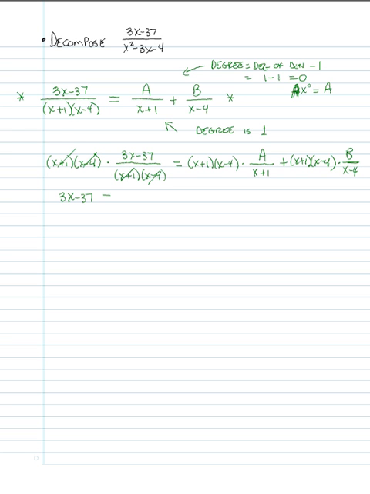On the right side, in the first fraction, we get the x plus 1's canceling, so we're left with an x minus 4 times an A. And in the second term, we get the x minus 4's canceling, and so we're left with an x plus 1 times B.